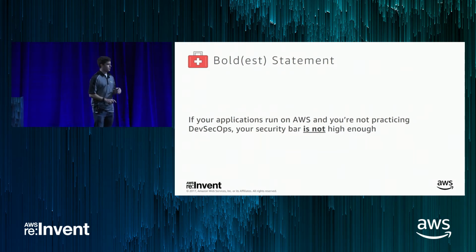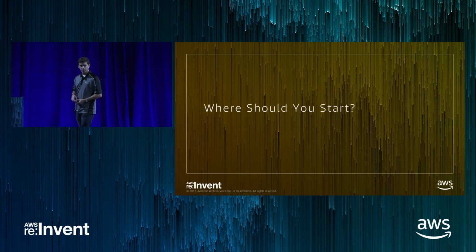So DevSecOps is really the way that you as a security team can continue to enforce the policies you have at the rate with which infrastructure is changing within your AWS accounts now. Okay. So where do you start?